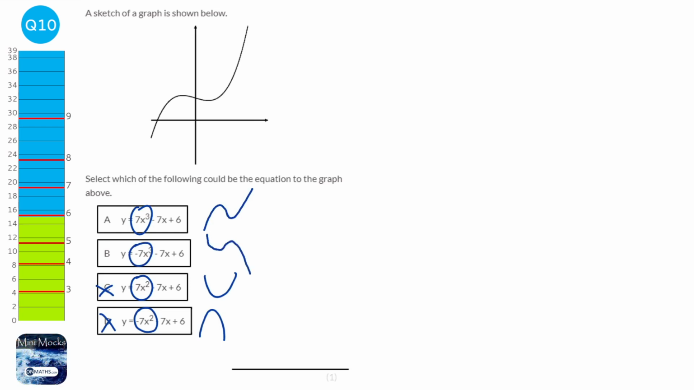So this one here goes up, down, up again. That's going to be a positive cubic. So our answer is A.